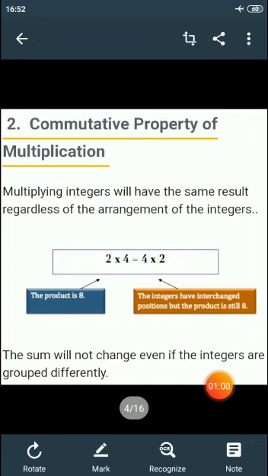Commutative property of multiplication. Multiplying integers will have the same result regardless of the arrangement of the integers. 2 multiply 4 is equal to 4 multiply 2. The product is 8. The integers have interchanged position but the product is still 8.